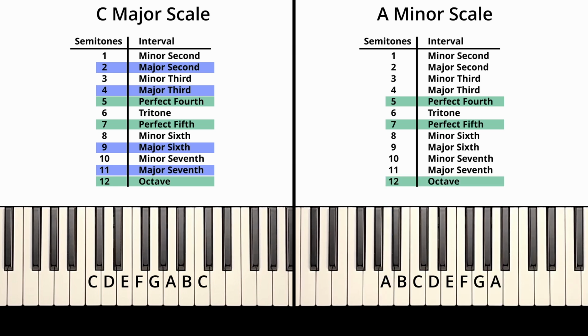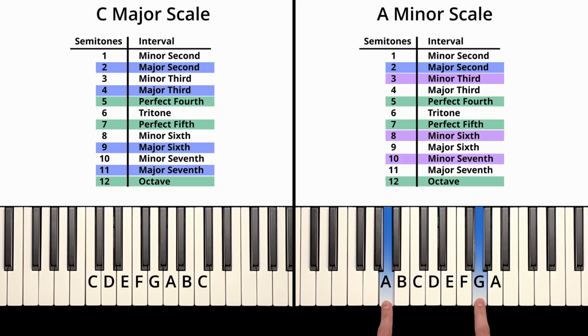The second note of our scale also remains the same. There are 2 semitones between A and B, a major 2nd. However, the third note of the scale is lower than the one in our major scale. There's only a minor 3rd between A and C. The same is true for the 6th and 7th. Both of them are minor intervals.